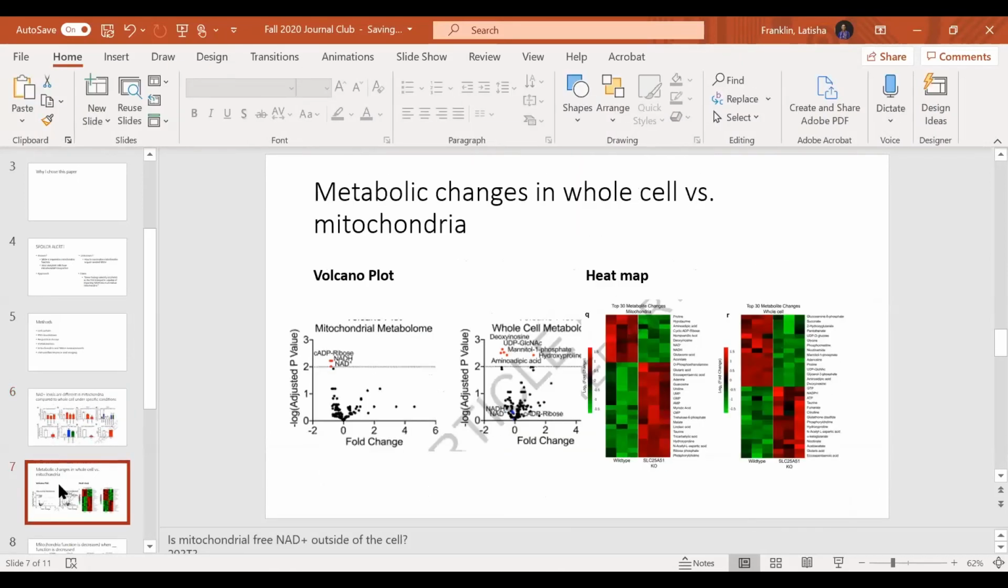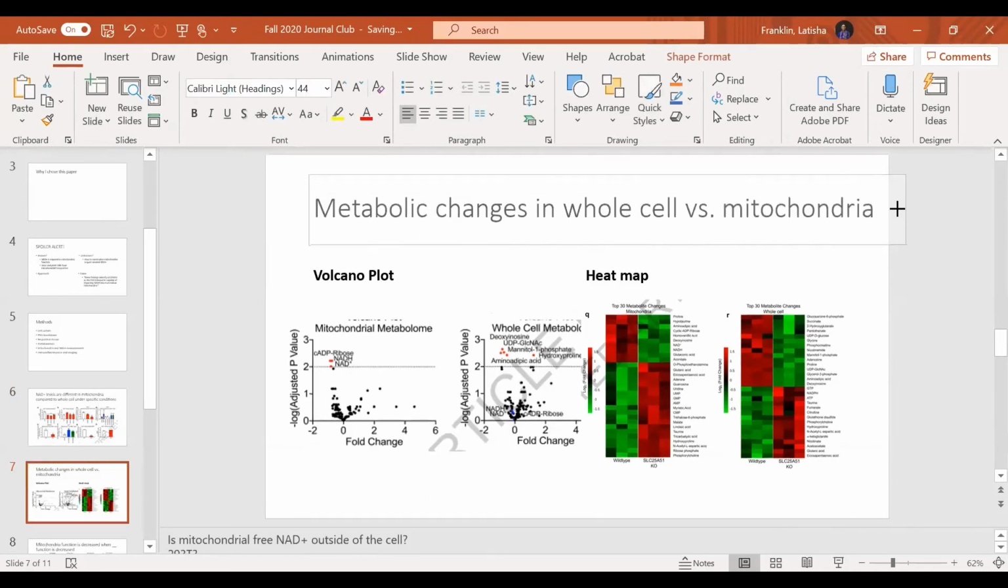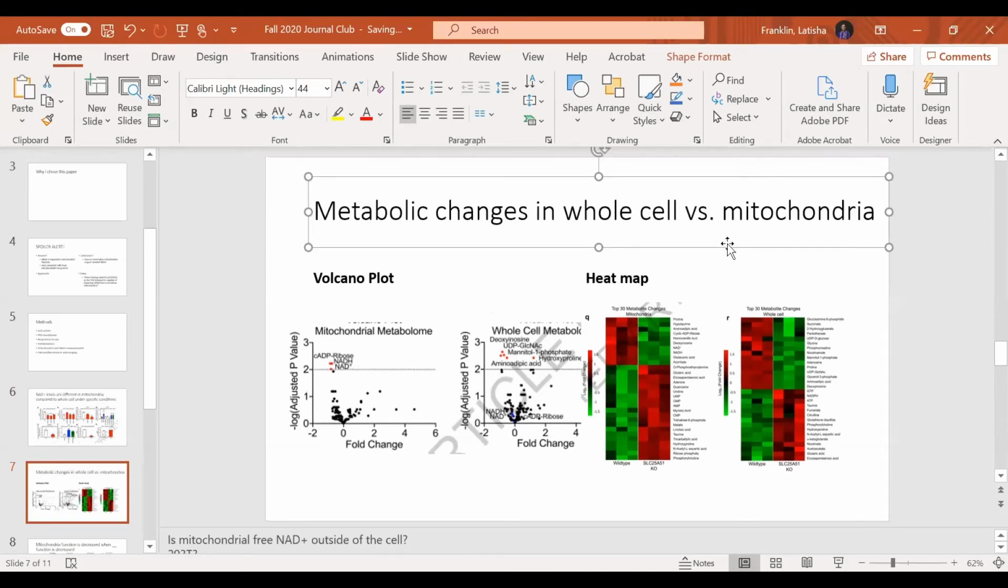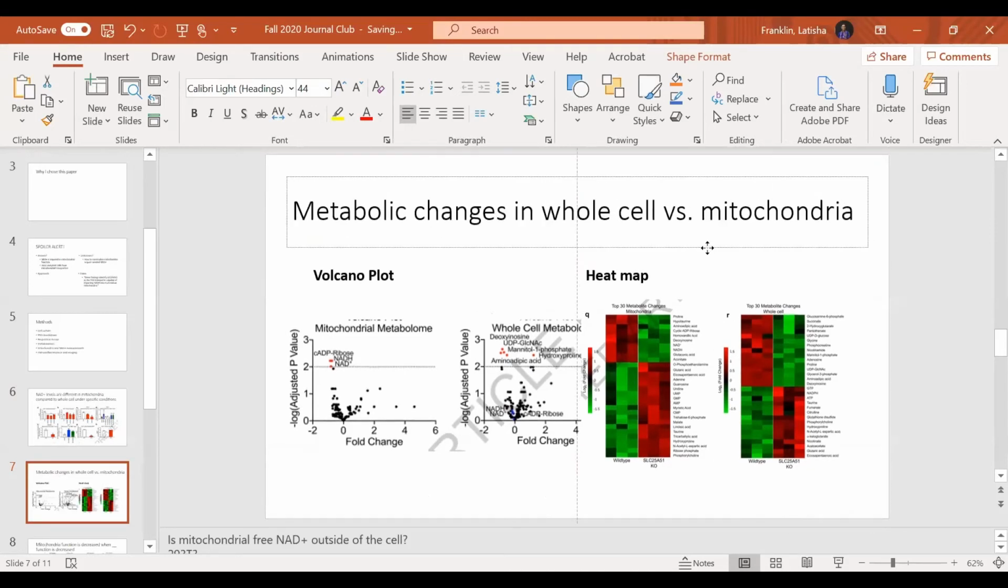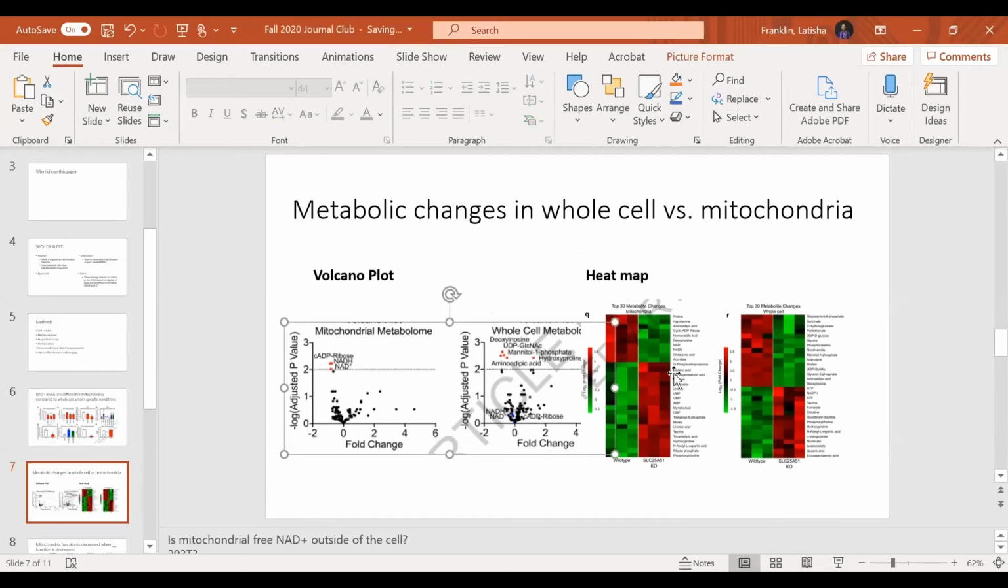But then I added an additional slide where we're only looking at the metabolic changes in the whole cell versus the mitochondria. And so I have two representations of what that looks like here. One of them is a heat map and the other is a volcano plot. I'm still trying to figure out how I'm going to show these, because I thought I was going to like the way it looks here, but I don't.